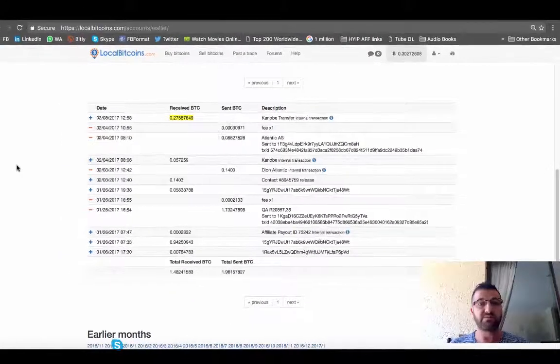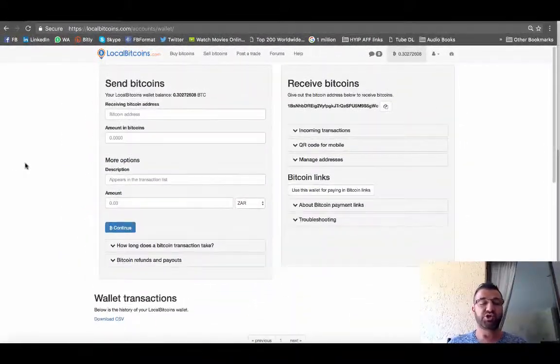So it's very, very simple. It's immediate. It's cheap. It's efficient. And this is the new way of banking, and I highly recommend that you get used to this way of banking. I use local Bitcoin platform because it's the cheapest platform out there, and it's the safest platform out there.